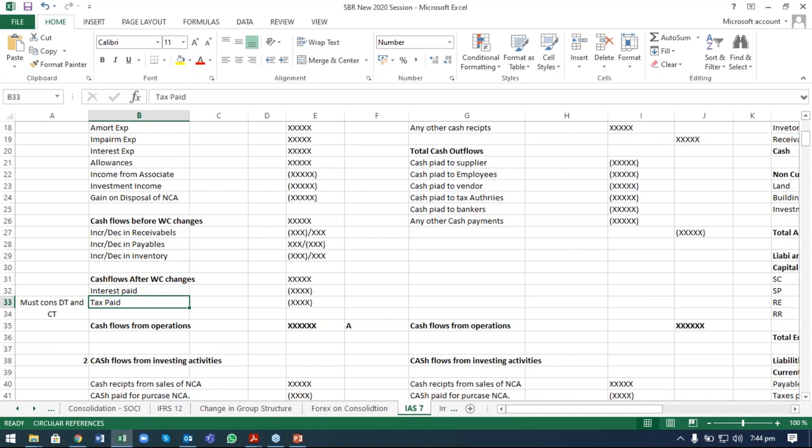You need to make sure that once you're finding out the taxes paid, this tax paid should always include the deferred tax and the current tax. That's really important to understand.